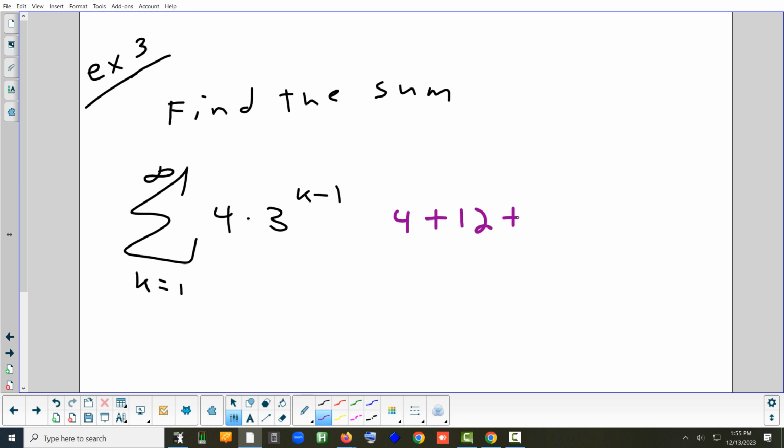Now let's just do one more. Isaiah, what am I going to plug in to get the third term? 3. Okay. What's 3 minus 1? 2. Yep. 3 squared. 9. And 9 times 4. 36. So we can keep going. The problem is the numbers are getting bigger and bigger each time. So if we try to add these up, are they going to add up to anything? No. All right.